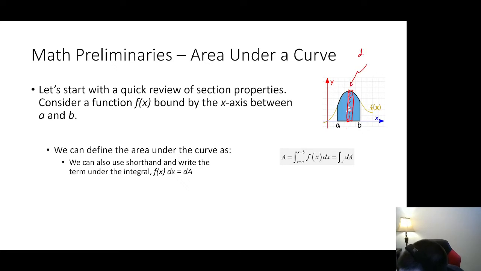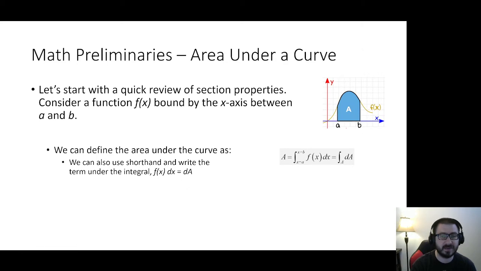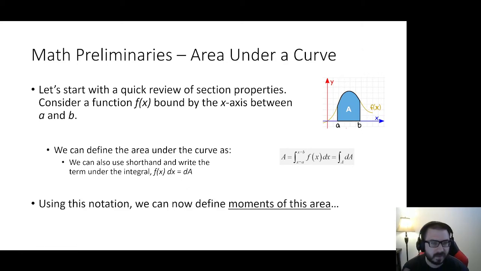And so dA is just the width times the height, or rearranged f of x dx, and I'm just summing those up over the region. So that's how I go from this to this. That's just my shorthand way of writing that. I'm kind of lazy sometimes, but I also think the shorthand makes it a little easier to understand. Okay, now what we have here is an integral defining area.